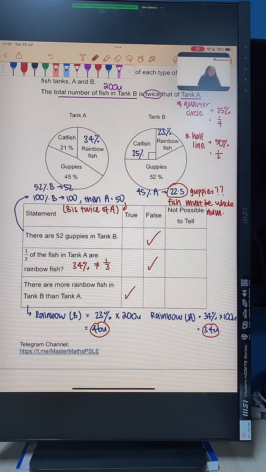Once again, my name is Coach Shahira from MasterMaths. We have just gone through 5 questions adapted from the 2022 PSLE paper. If you have missed any part of our live, please go ahead and watch the recording on our YouTube channel.